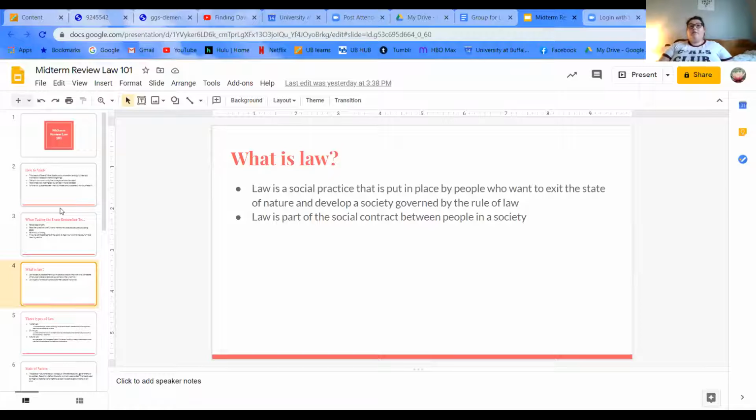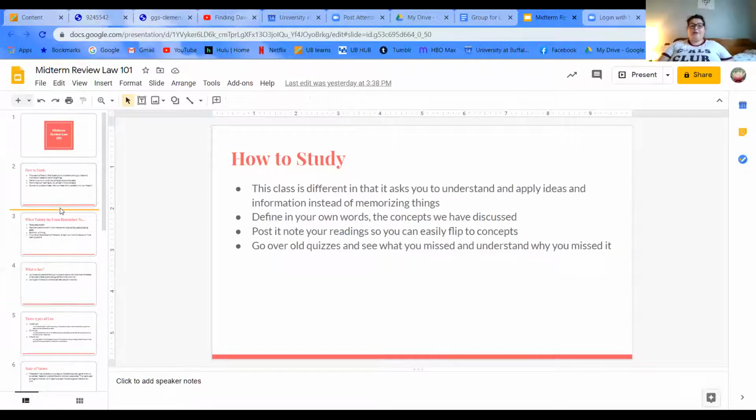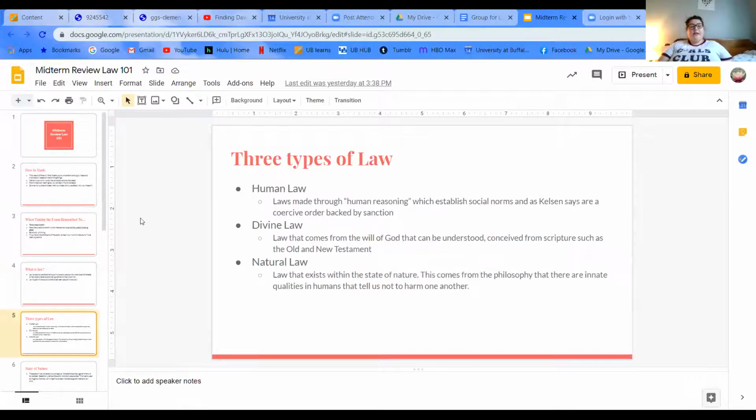But it comes from the want to live in an organized society and the need to regulate society in a way that makes sense and is consistent and allows people to exit the uncertainty of the hypothetical state of nature. Sorry about that. So moving on, there are 3 types of law we discussed this semester.